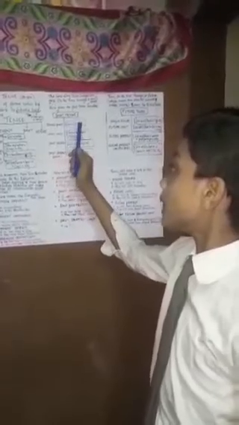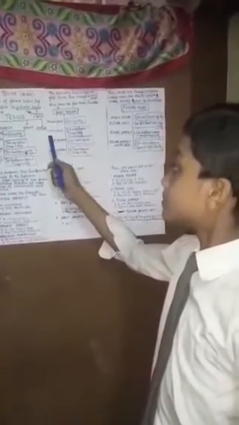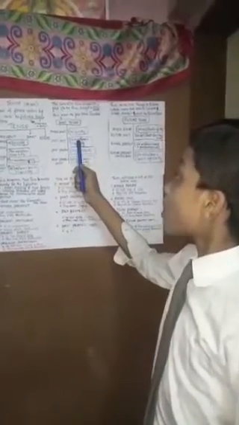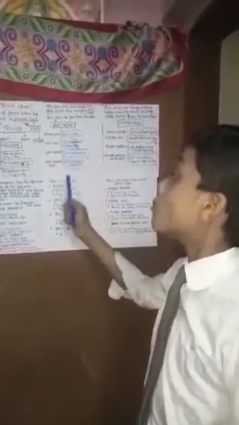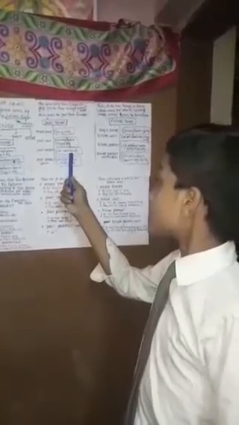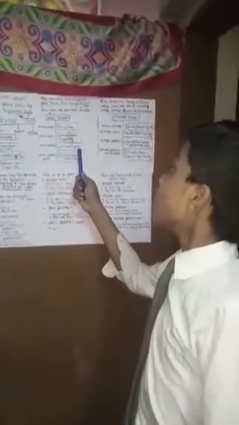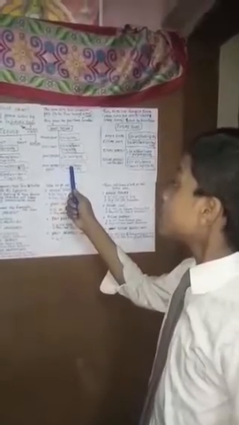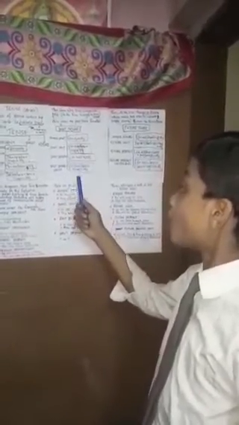Simple past: subject plus V2 plus object. Second, past continuous: subject plus was or were plus the ing form plus object. Third, past perfect: subject plus had plus V3 plus object. Fourth, past perfect continuous: subject plus had plus been plus the ing form of the verb plus object.